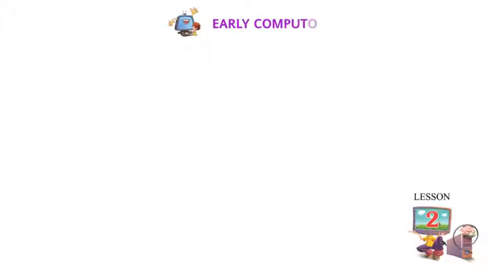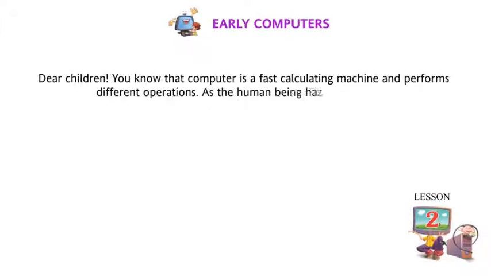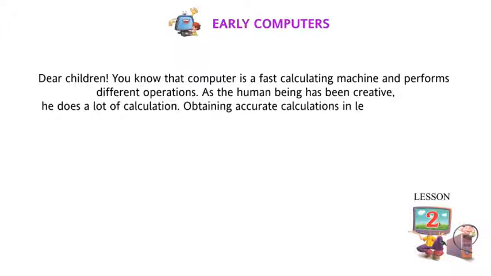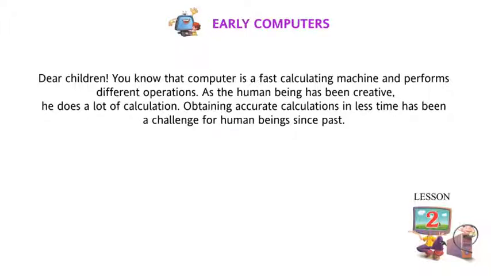Early computers. Dear children, you know that a computer is a fast calculating machine and performs different operations. As human beings have been creative, they do a lot of calculation. Obtaining accurate calculations in less time has been a challenge for human beings since the past.